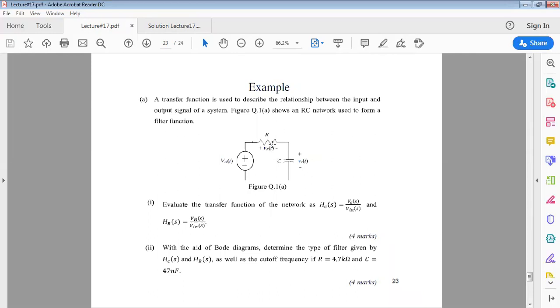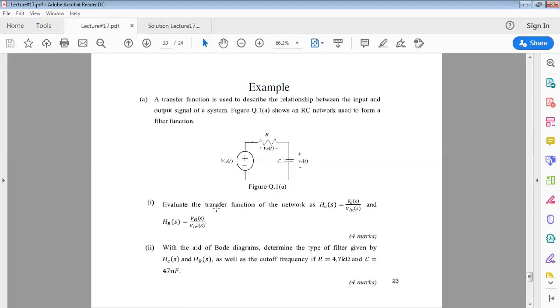The voltage across resistor R is VR(t), and the voltage across the capacitor is VC(t). So we are requested to evaluate the transfer function of the network. The first one is H_C(s), which is VC(s) over Vin(s), the voltage across the capacitor over the input voltage, and H_R(s) is the voltage across the resistor over the input voltage. So we have to write the transfer functions for two different cases.